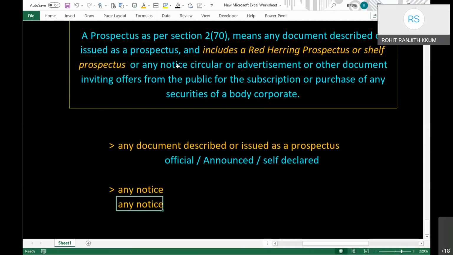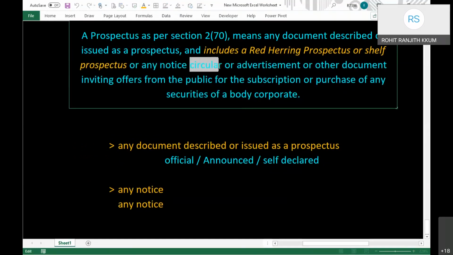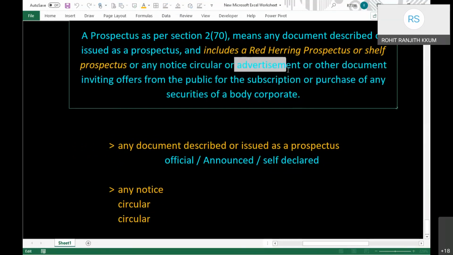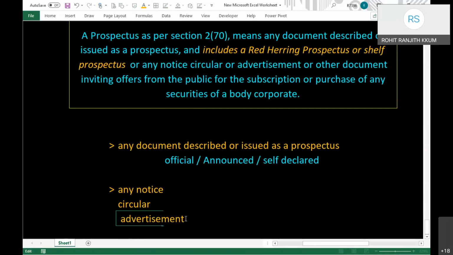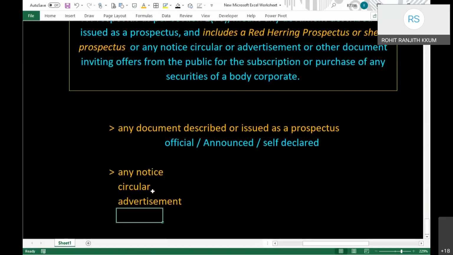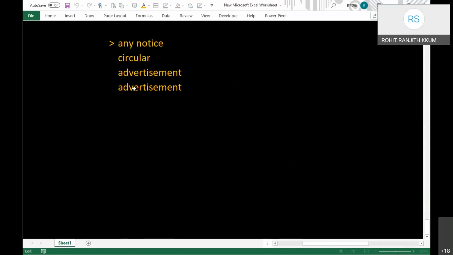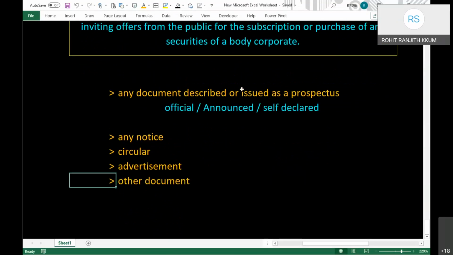Second, any circular. Next it says any advertisement. Next it says any other document. Look, I'm just breaking up the entire definition so that you can understand. Any other document can also be considered as a prospectus if certain conditions are satisfied.